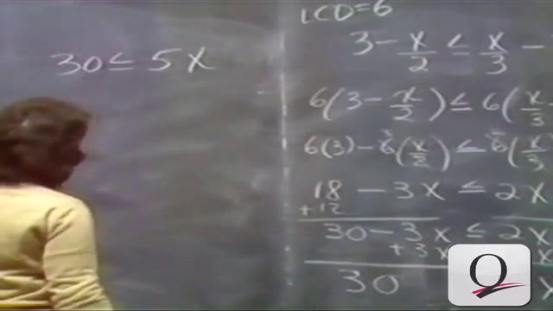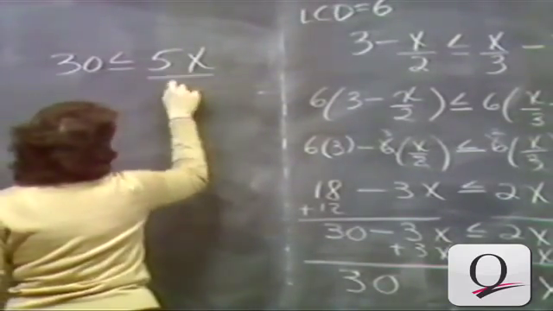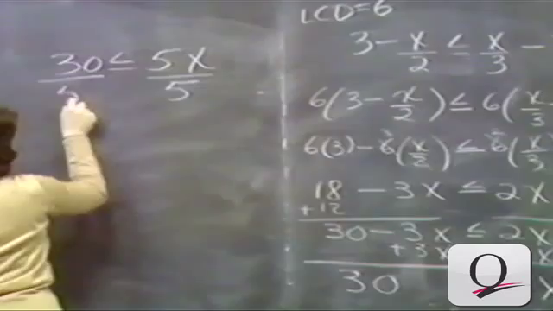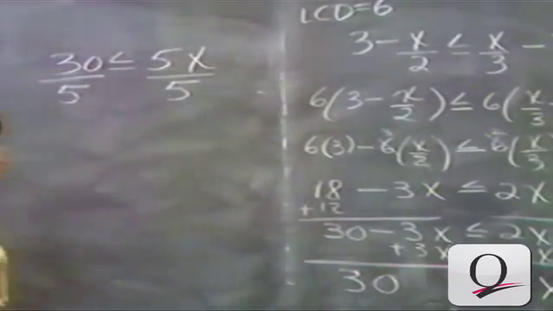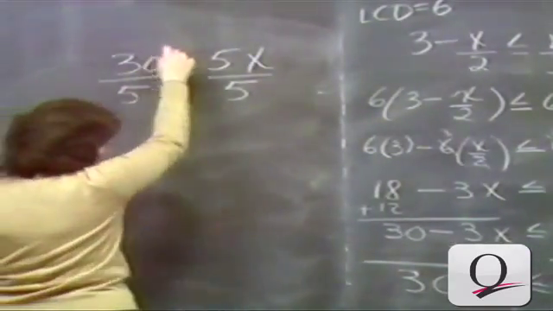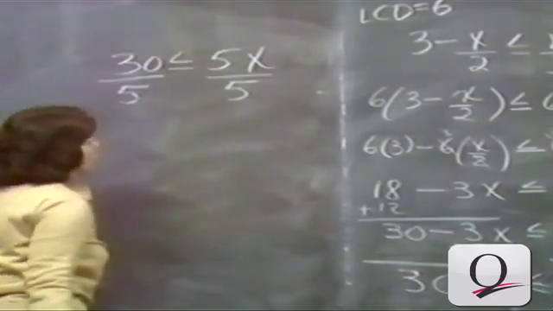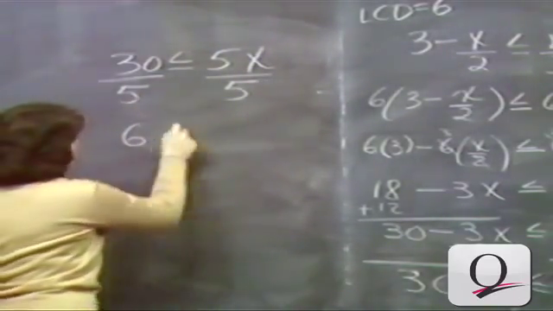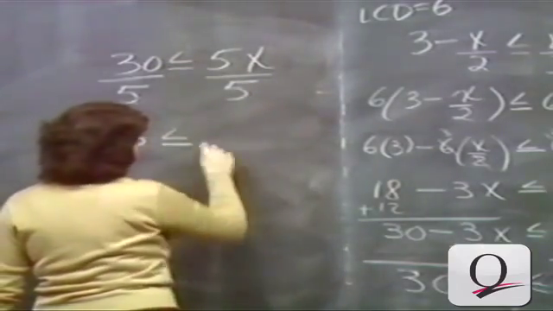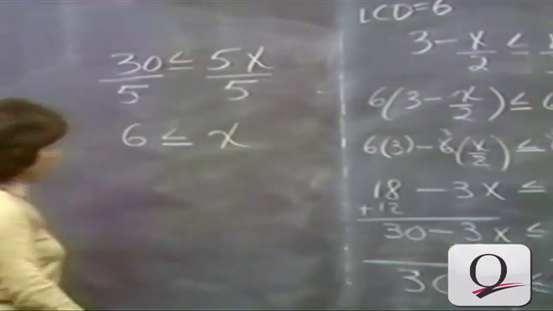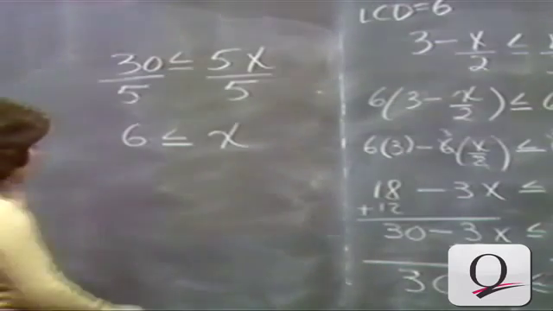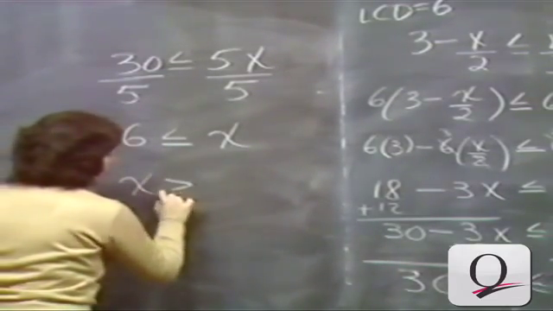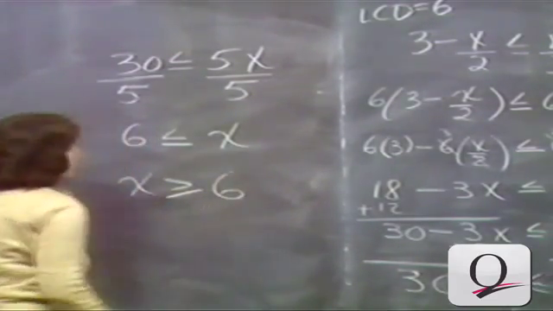We can now divide both sides of the inequality by 5, which is a positive number. We can keep the same direction. If it was a negative, I'd have to cross this out and write a greater than or equal. And 30 over 5 gives me 6, less than or equal to, the 5's cancel, 6 less than or equal to x. Which is perfectly acceptable, except I feel a little more comfortable writing it the other way, x greater than or equal to 6.